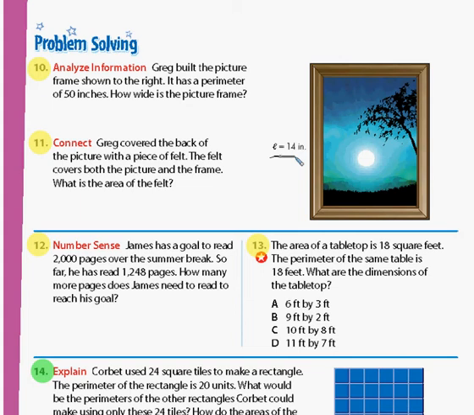Okay, problem number 12. James has a goal to read 2,000 pages over the summer break. So far he has read 1,248 pages. How many more pages does James need to read to reach his goal? Problem 13. The area of the tabletop is 18 square feet. The perimeter of the same table is 18 feet. What are the dimensions of the tabletop? A, 6 feet by 3 feet. B, 9 feet by 2 feet. C, 10 feet by 8 feet. Or D, 11 feet by 7 feet.